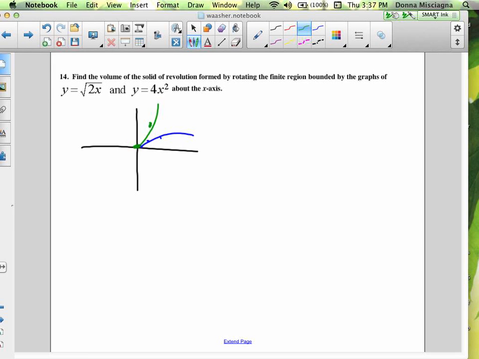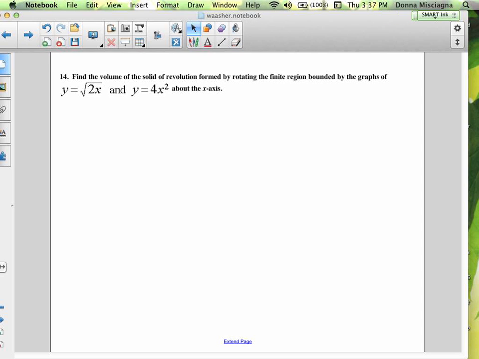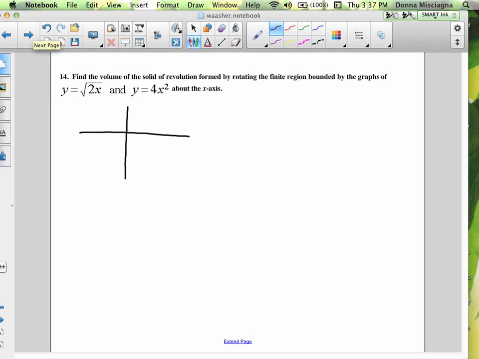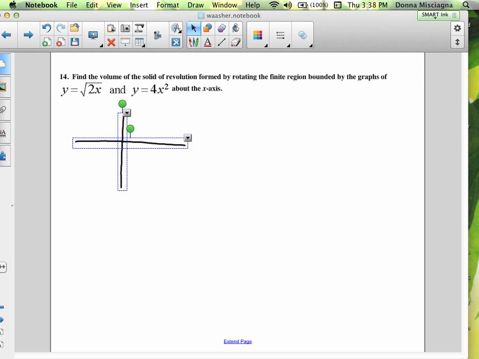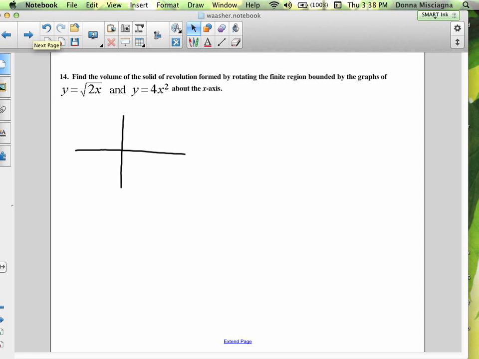We see at 0 they're going to intersect. I don't see any other boundaries, so let's hope they intersect one more time. Maybe I didn't draw this well. I may have drawn one a little too fast. But let's find our points of intersection, because I think that y equals the square root of 2x is going to grow a little faster just between 0 and 1, and I may not have drawn enough detail to show that. So let's find where they intersect. That may make a better graph.